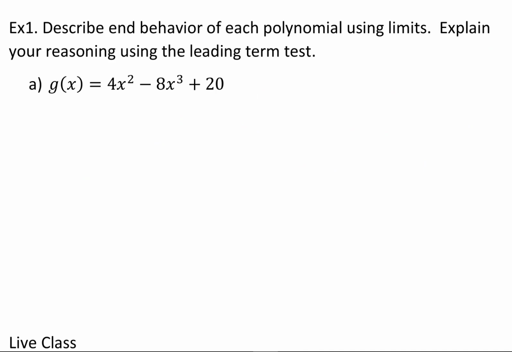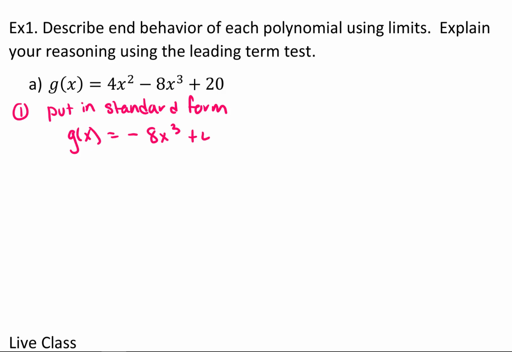So we're going to use that information to find the end behavior of this polynomial. The first thing we want to do is make sure it's in standard form. That means that the highest exponent needs to be furthest to the left. So I'm going to rearrange these. I have negative 8x cubed in the first position, then plus 4x squared, then plus 20. It's important to rearrange these so we identify the leading coefficient and the degree properly. So my leading coefficient is negative 8, my degree is 3.